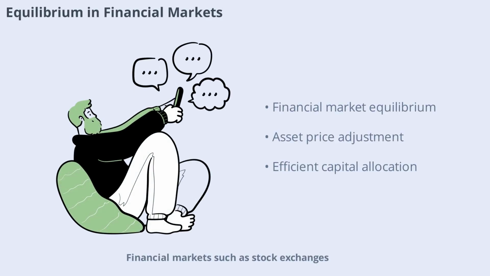Financial markets such as stock exchanges rely on equilibrium to set prices for assets. Buyers and sellers interact and prices adjust until supply matches demand. This process ensures fair valuation and efficient allocation of capital. By studying financial market equilibrium, we can better understand investment strategies and risk management.